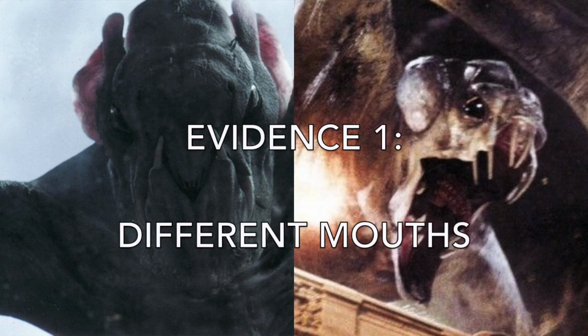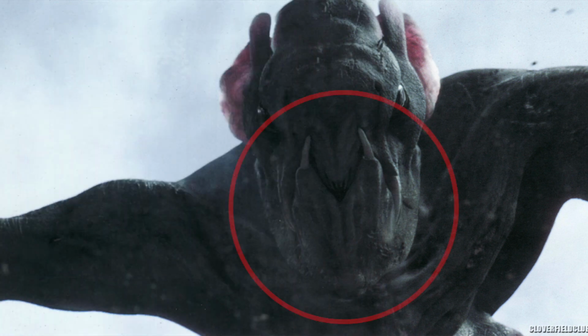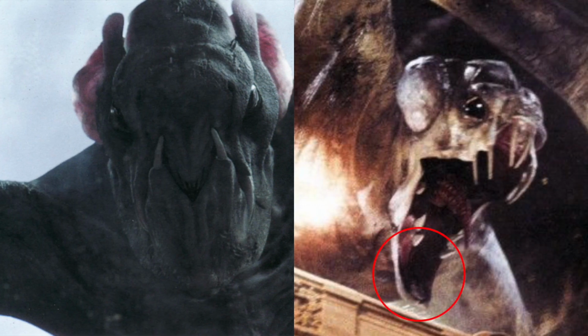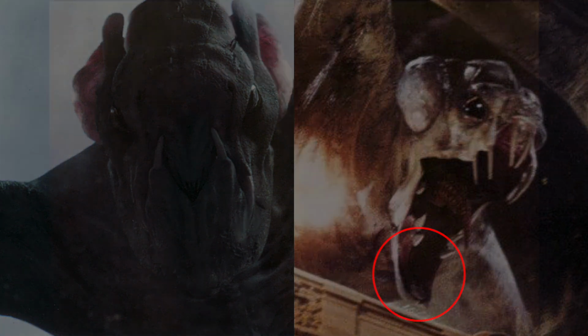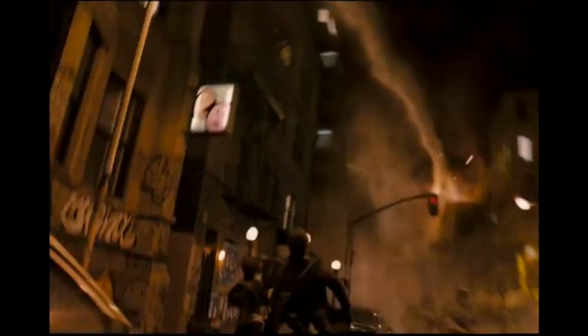Firstly, we will analyze the mouth. The mouth is different in different scenes. More specifically, the two massive teeth connected to the lower jaw in the last scene are not present in other sightings. Firstly, we have this scene right before the main characters enter the subway.